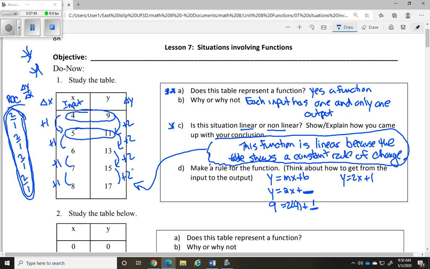Test it with another point. Let's go and test it with the 7, 15. If I put in a 15 in place of y, and if I put in a 7 in place of x, and I have this plus 1, does it work? Yeah, it does. Okay, so some common sense. Math is common sense, believe it or not. So some of you think that math is this strange stuff. No, it's just what always makes sense. So use your common sense, and then you can do the math.